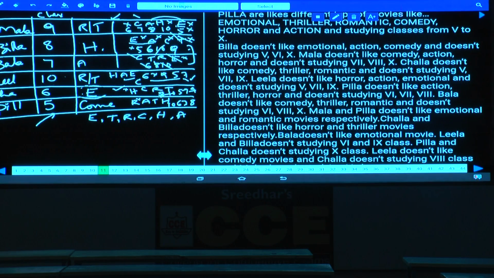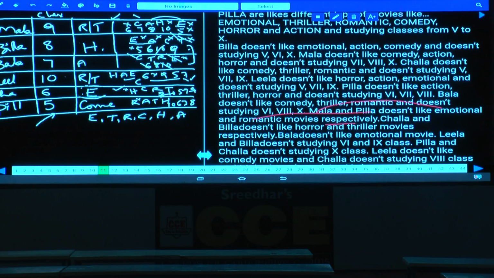Yes? Mala does not like romantic. Where is it given? Mala does not like romantic. Where is it not? Mala and Pilla do not like emotional and romantic. Respectively means Mala does not like emotional, Pilla does not like romantic.